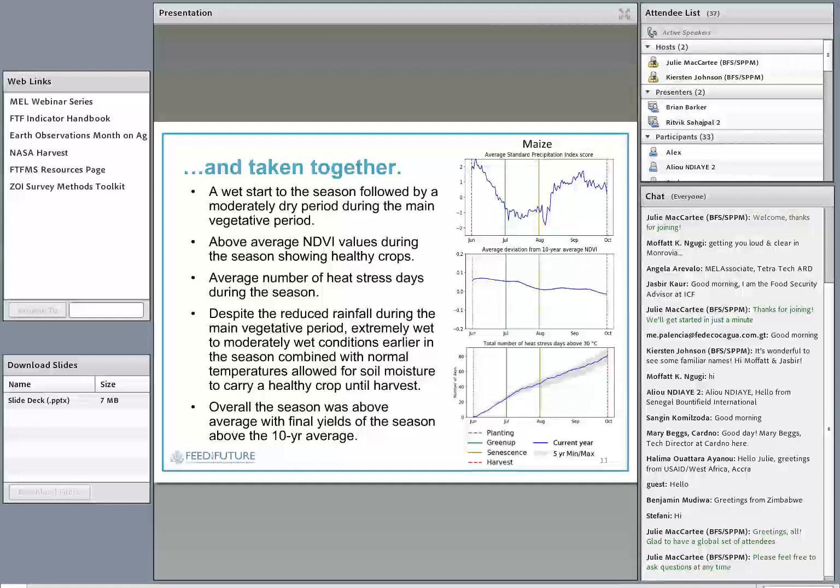So overall, in this particular case, for the Upper West region of Ghana, we're seeing overall yields this year were actually above the 10-year average. And so this right here is a really good year and is supported by these indicators. Okay, next slide, please.